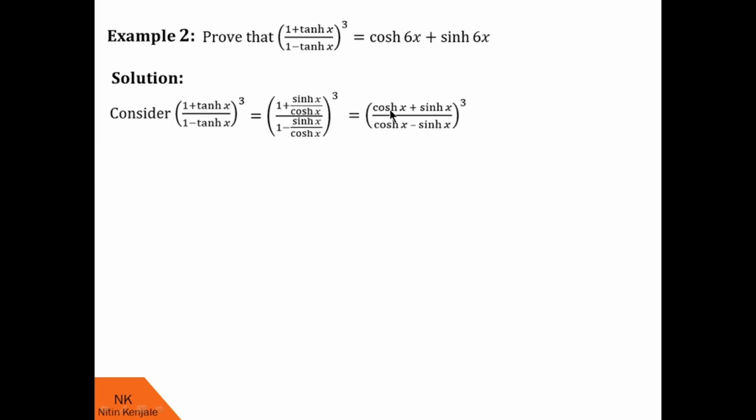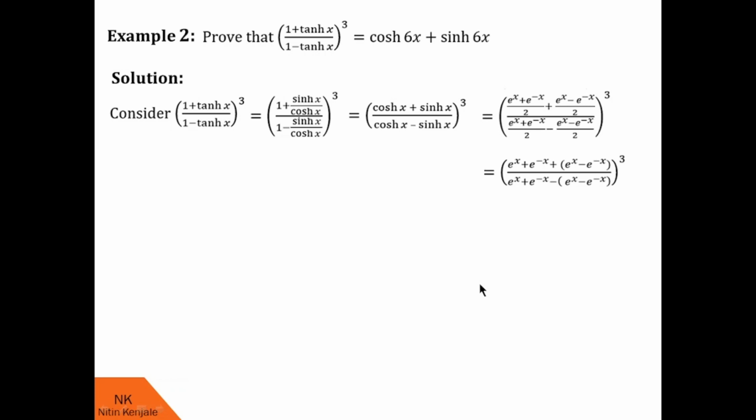Now let us replace cos hx and sin hx by their exponential forms. So we will have something like this. This 1 by 2 you can take out common from the numerator, similarly from the denominator. So this 1 by 2 from the numerator will get cancelled with 1 by 2 from the denominator. So we will have e raised to x plus e raised to minus x plus e raised to x minus e raised to minus x in the numerator, and e raised to x plus e raised to minus x minus of e raised to x minus e raised to minus x in the denominator.